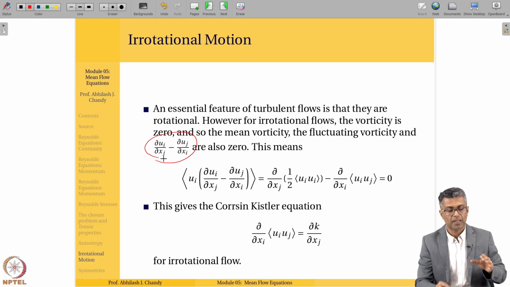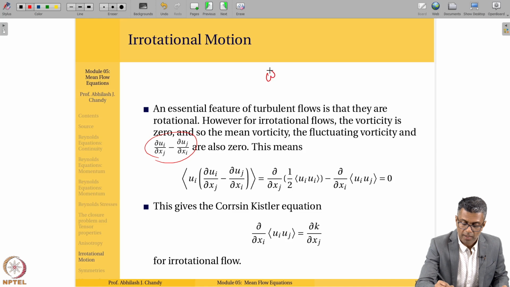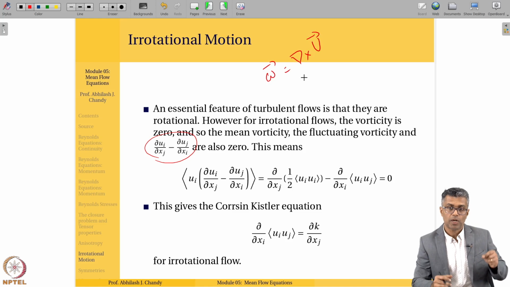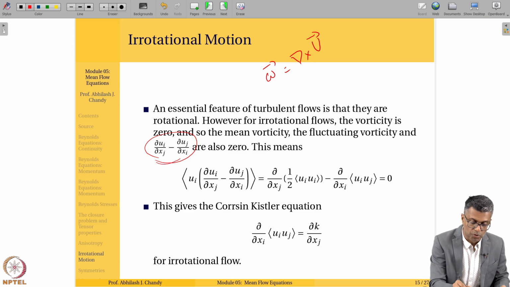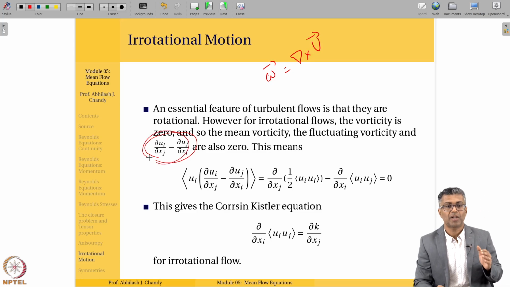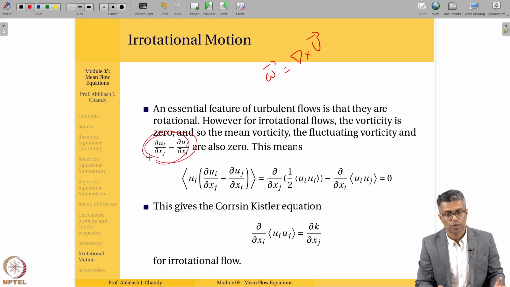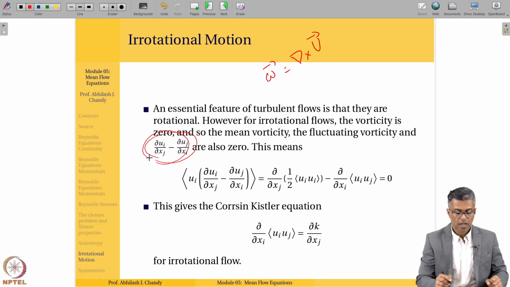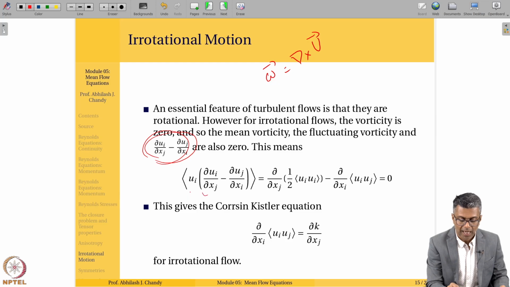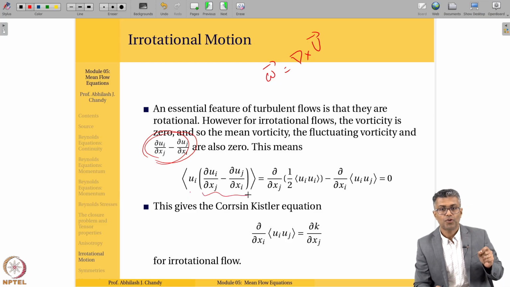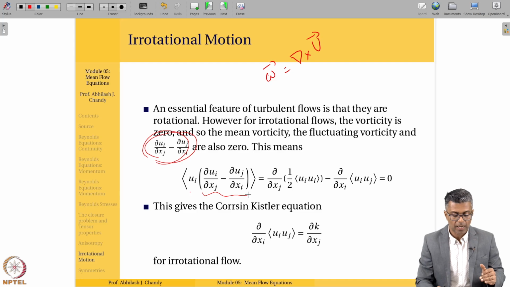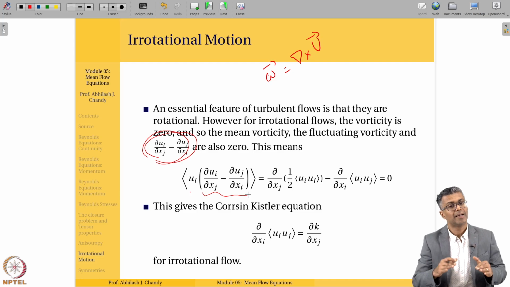Now there will be a constant multiplied by it, but if you take a cross product of the velocity, like omega is basically del cross u, isn't it? So if you actually work it out, one of the components is going to look like this, del ui del xj minus del uj del xi. This is also going to be 0. Which means if you take ui times that vorticity, okay? If you take ui times that vorticity, ui times del ui del xj minus del uj del xi, the mean of that is also going to be 0 in irrotational flows.